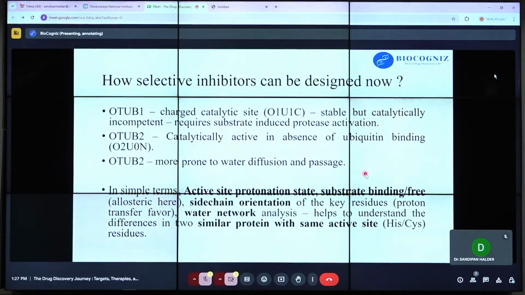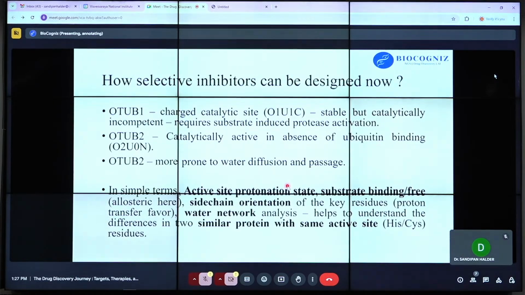Okay. So that's what we have mainly observed with OTB1 and OTB2, and how we achieve the selectivity. We should know the catalytically stable, active state that we have to identify, because two similar proteins can be in different conditions: the protonation state of the active site, the substrate or peptide-bound or free state, and even the side chain orientation of the active site is very crucial. And also the water network, not just one single crystallographically significant water molecule alone, but the network of water we also need to consider, which is usually ignored.